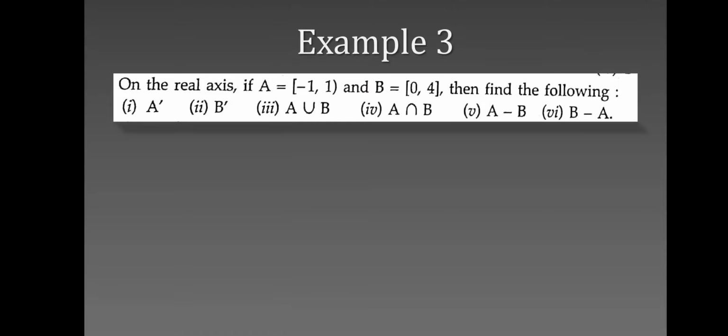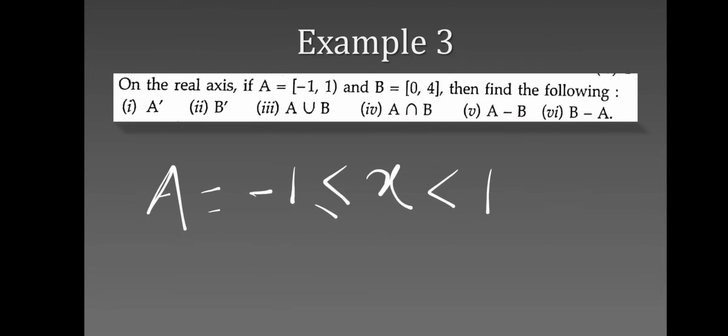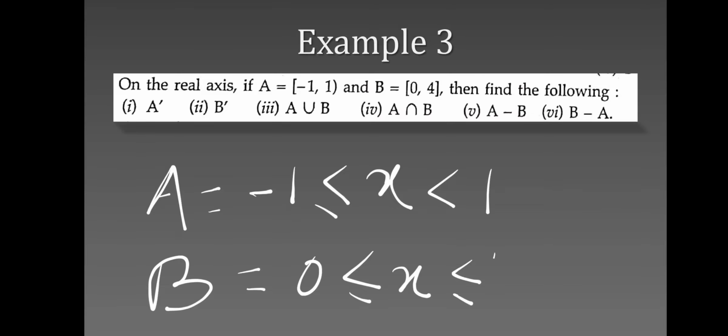So just for your understanding, what is A? Let me just write. A is -1 ≤ x < 1. This is actually A. And what is B? B is 0 ≤ x ≤ 4.